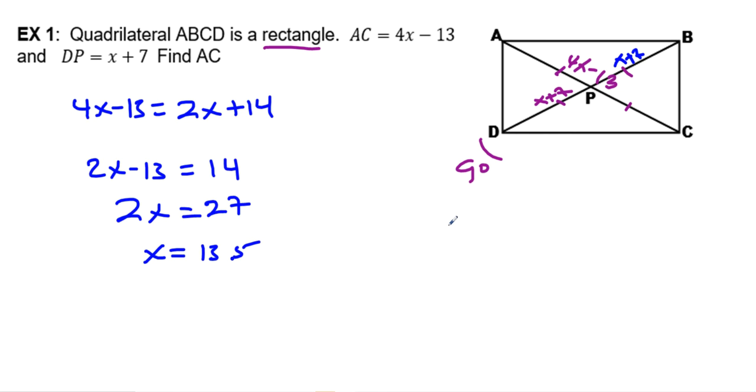All right, so I'm going to take that 13.5 and plug it in here, or I could plug it in here. It doesn't matter. If I plug it in here, I'm going to get 20.5, 20.5, and the whole thing is 41. So AC is also going to equal 41 because when I plug it in there, I absolutely get 41.